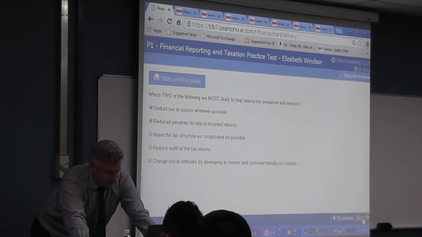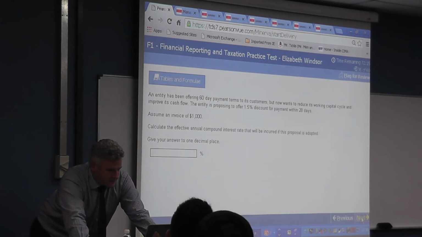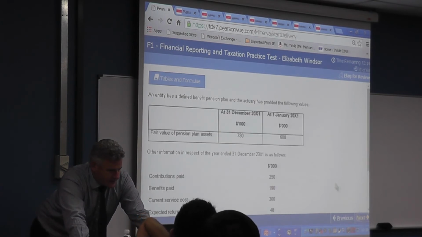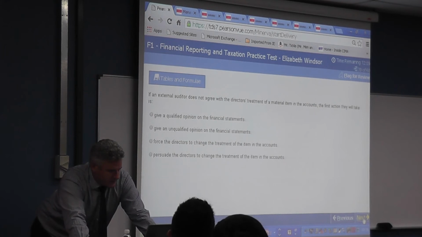No, it's gone slow. Bear with me. And I've just clicked a lot, so. Kill pages. There we go, 1 decimal place. So I don't know how many I've jumped there. It's going slow.